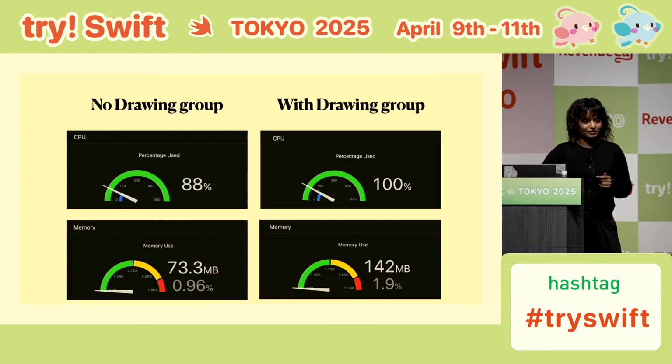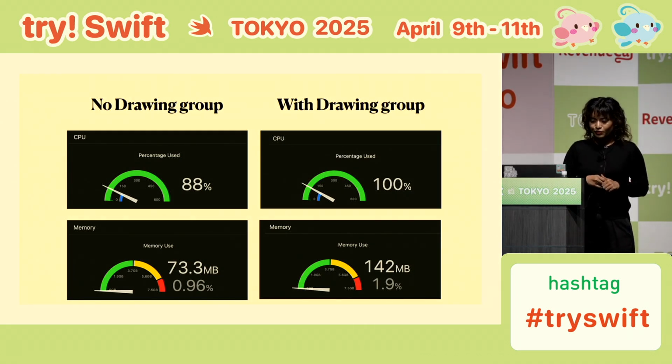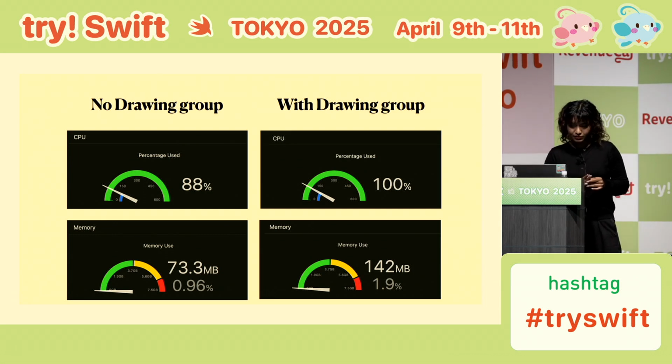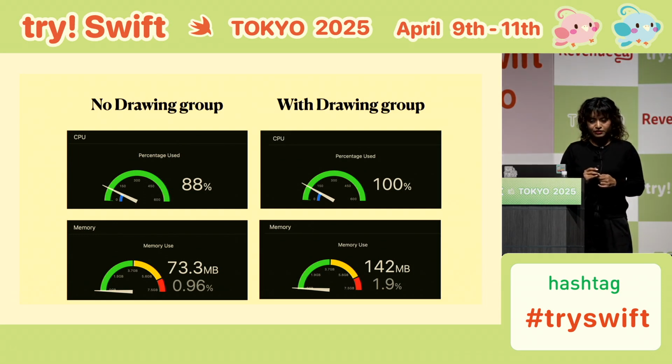And that's just a part of the story. We also have very, very bad performance, like from 88% after about 5 minutes of usage, I believe, it went to 100%, and memory doubled from 73 to 142 MB.